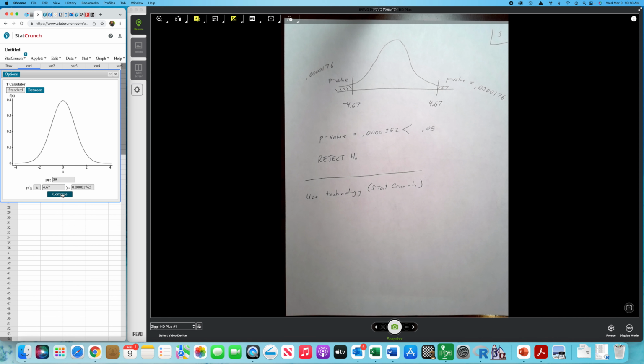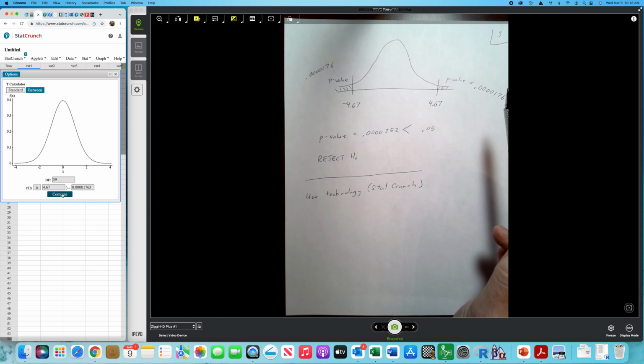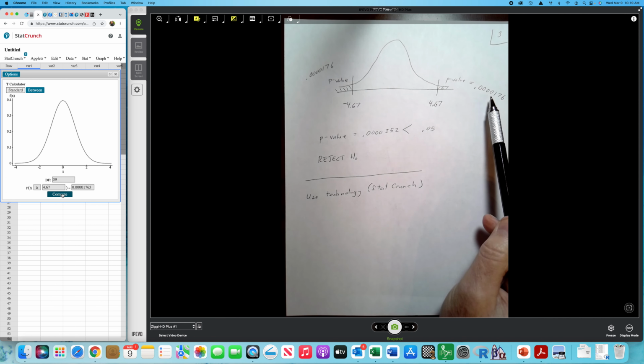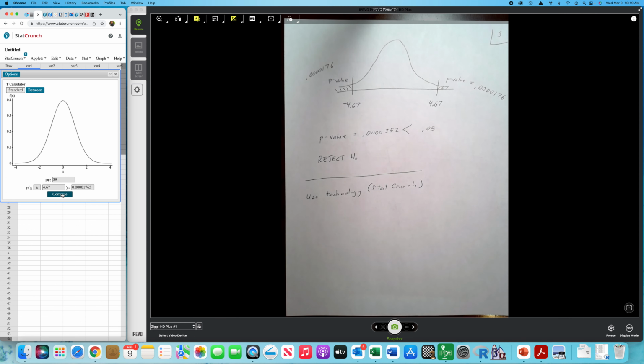And you'll see I get a very, very small answer. Well, that area also goes there, or the shortcut is just take that area and multiply by 2, which I did. And this is clearly below 0.05. So we get an answer that leads us to reject the null.